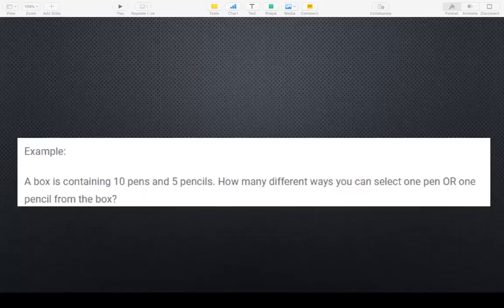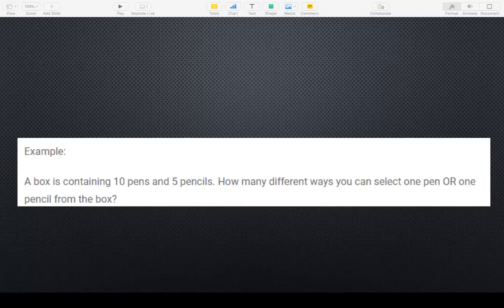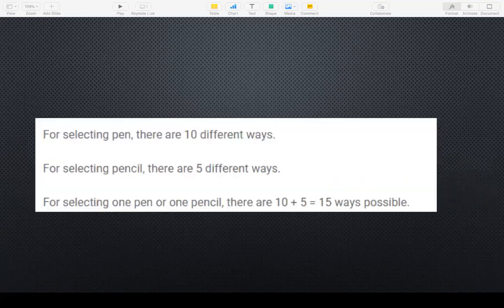So here's a question. A box is containing 10 pens and 5 pencils. How many different ways can you select 1 pen or 1 pencil from the box? So in the multiplication case, it was 1 pen and 1 pencil, so your answer was 10 into 5. Out here, it will be 10 plus 5 because the word or is there. So in short, you just need to remember it in this way, that when the word and is there in between the processes, you will go for multiplication. And when the word or is there in between the processes, you will simply go for addition. So the answer will be 15.